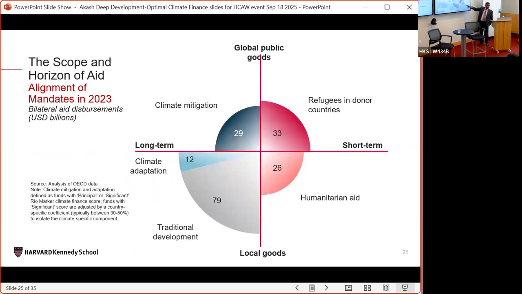Think about humanitarian aid, right? I mean, it's short-term crisis-related aid. It primarily generates local goods, right? But refugees in donor countries, that is also short-term, but it generates global public goods. It's not going into the specific country. It's going more broadly, in a way, to handle refugees, right?